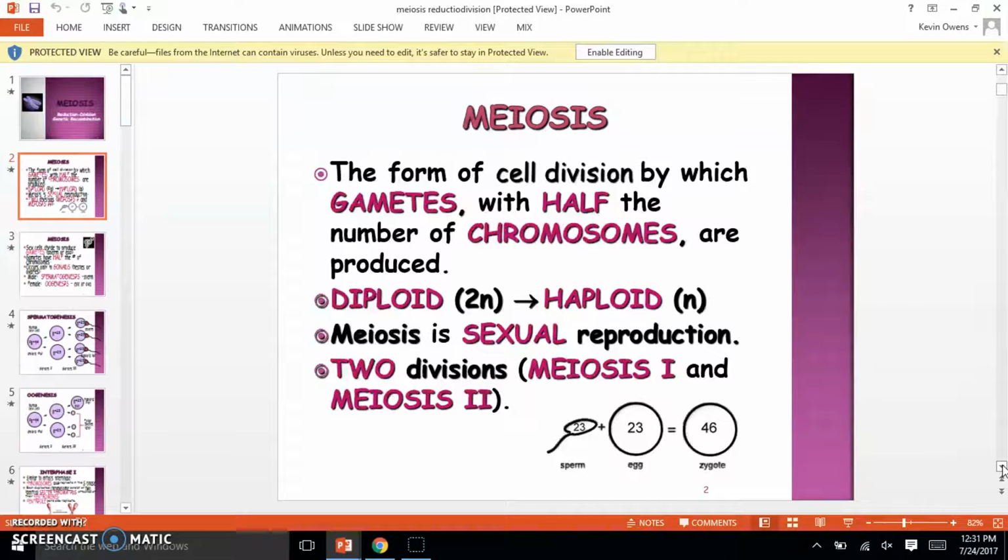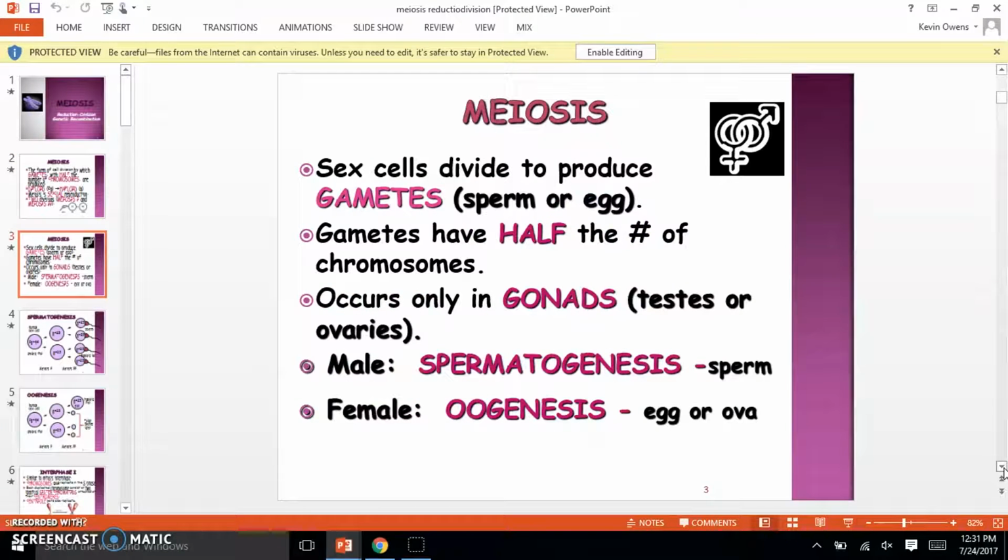You start with a diploid cell, which contains 2N, and you cut it in half, which is haploid. Meiosis is sexual reproduction. 2 divisions, meiosis 1 and meiosis 2. And there at the bottom you do see the sperm plus the egg, 23, haploid cells, produces the zygote, which is a diploid cell. Sex cells divide to produce gametes, sperm or egg. Gametes have half the number of chromosomes.